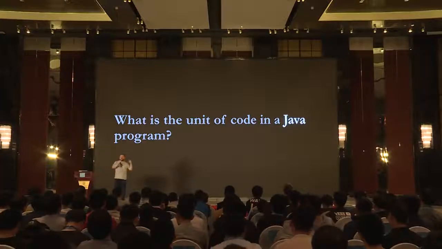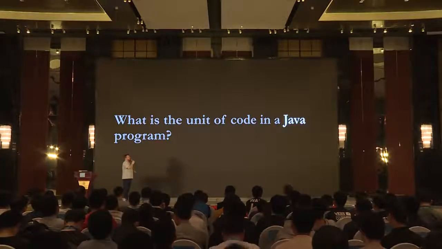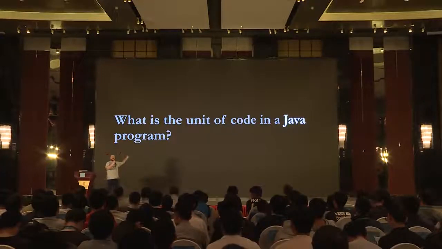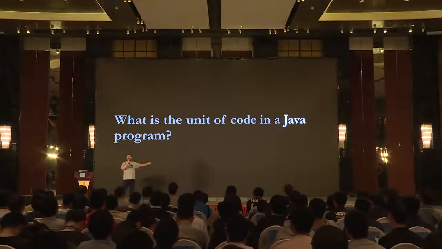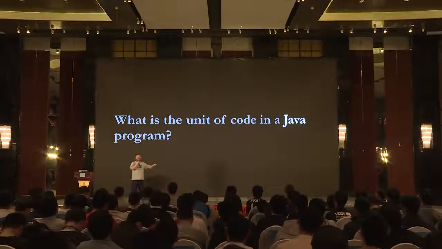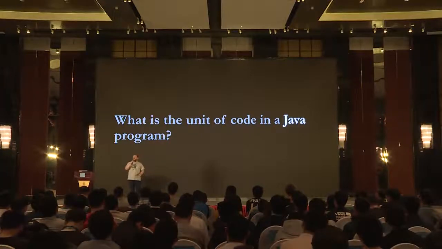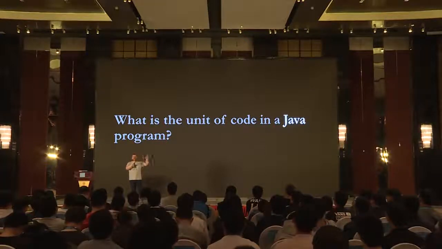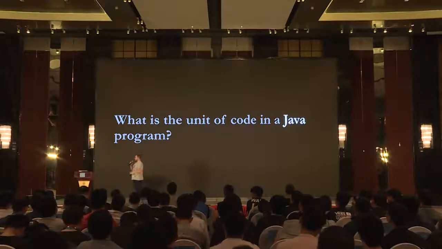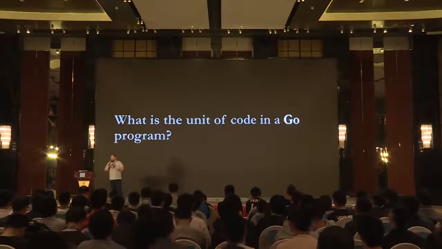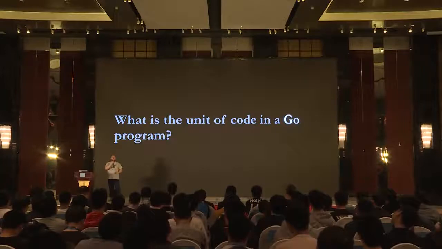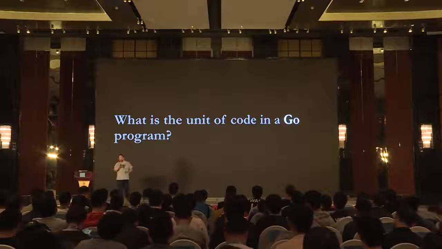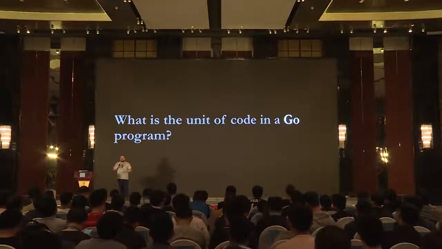The next question might be, well, what is the unit in a Java program? I heard someone say class. Yes, this was the point of Ian's talk, that it is not the class. The unit is not the class. But in traditional, especially Java, testing, we have been taught one Java class, one test class, always one-to-one. So this led me to thinking, what is the unit of code for a Go program? What is the unit that we should test?